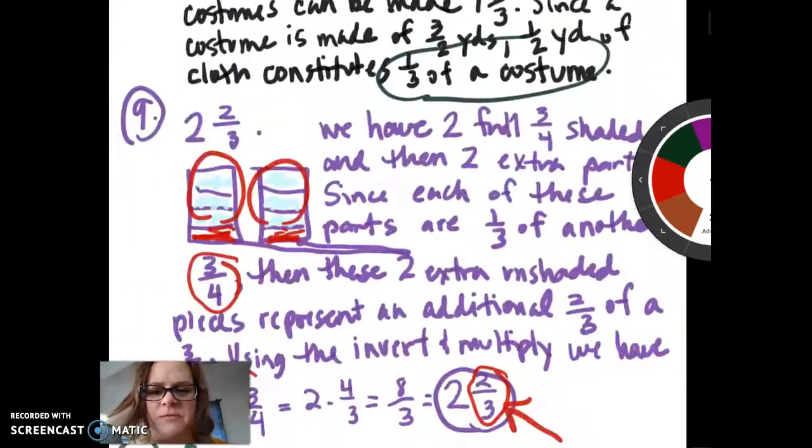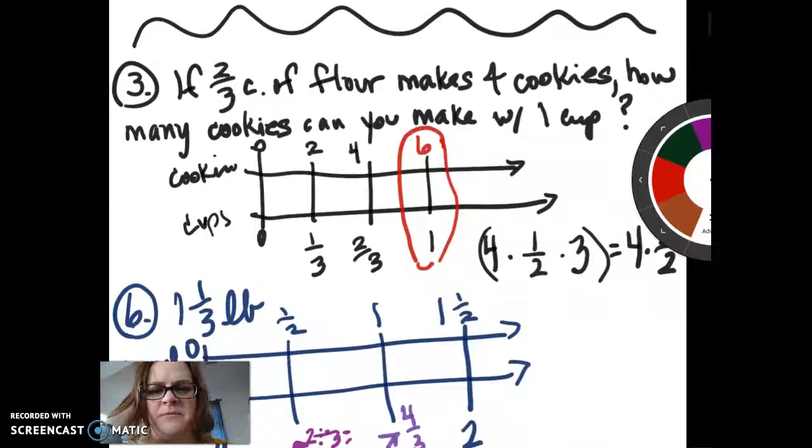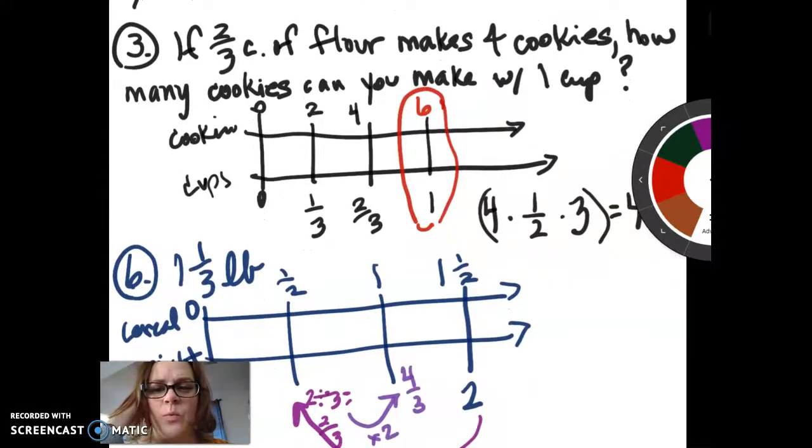All right, so of course I write a food problem here. I said if 2/3 of a cup of flour makes 4 cookies, how many cookies can you make with 1 cup? So I made a double number line. I really like double number lines. This is something that's used a lot in 5th grade and 6th grade to really reinforce proportional understanding. Since 2/3 of a cup of flour goes with 4 cookies, I'm going to circle right here the given information.